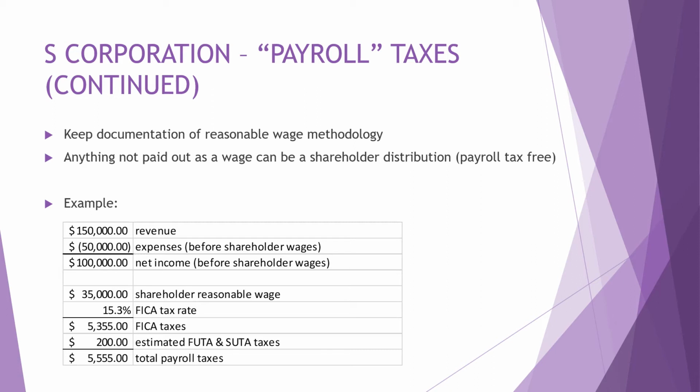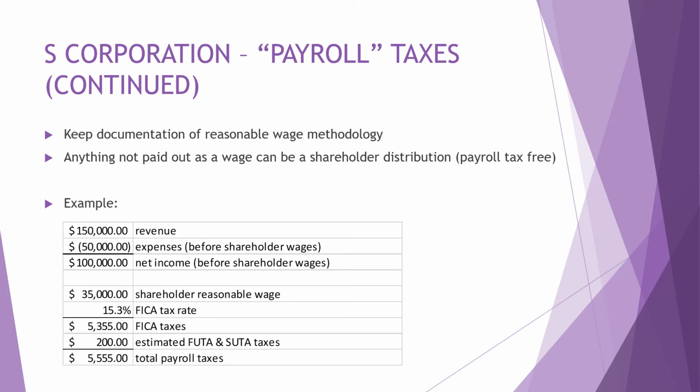So we're going to say in this instance, we feel like $35,000 is a reasonable wage for us as a shareholder of our company. So we take that $35,000, we multiply it times the 15.3% FICA tax rate. This is the equivalent of the self-employment taxes under Schedule C. It's just referred to as FICA taxes here since it's on a W-2.